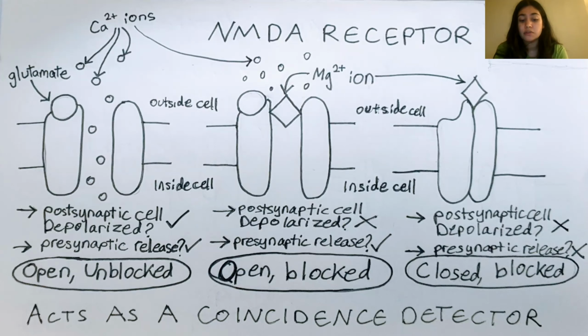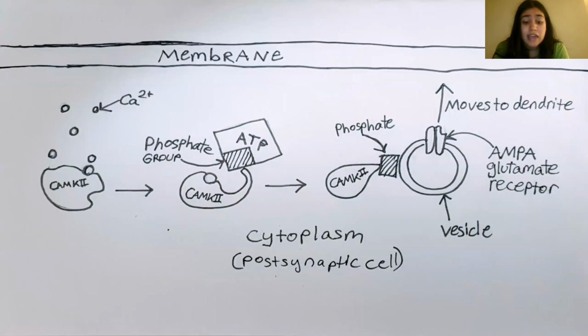Now, why might this coincidence detector be useful? What could the purpose be of having calcium ions flow into the cell during this simultaneous activity? Well, the calcium ions are crucial for the process of adding even more AMPA-type glutamate receptors to the dendrites. And if there are more AMPA-type glutamate receptors on the dendrites of a neuron, the likelihood of the neuron becoming depolarized and firing an action potential with presynaptic release increases. So this NMDA receptor activity can strengthen the synapse by adding more AMPA-type glutamate receptors.